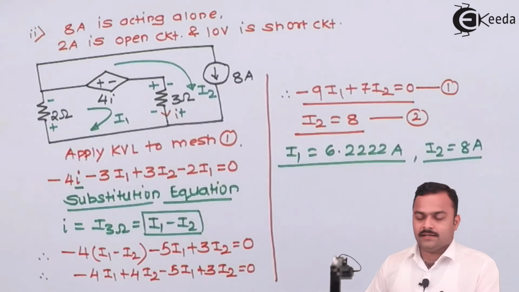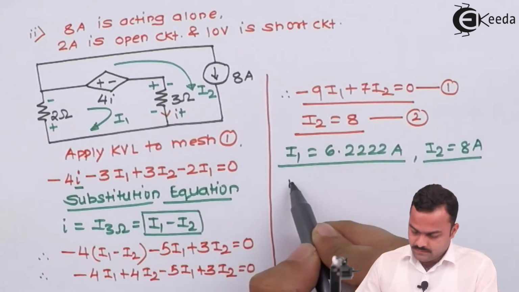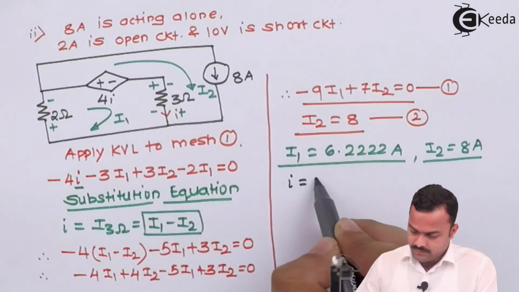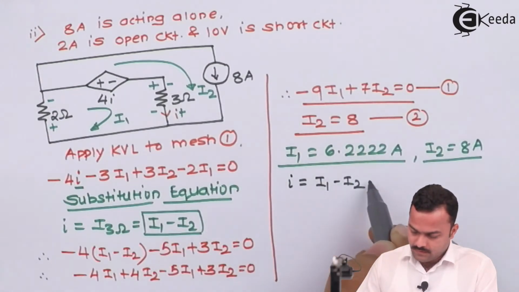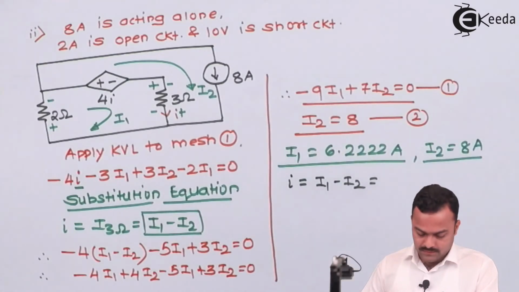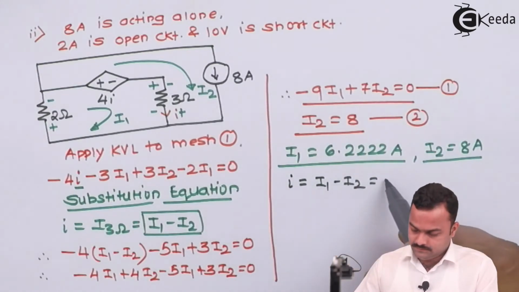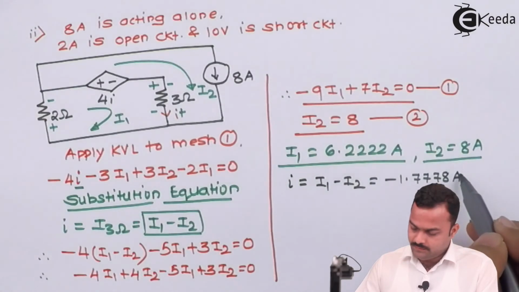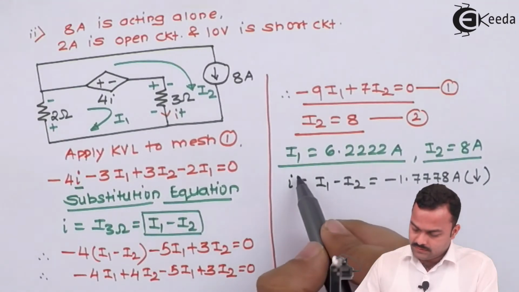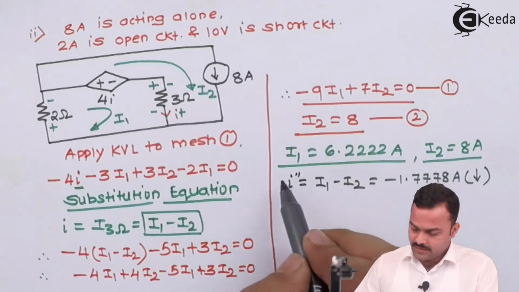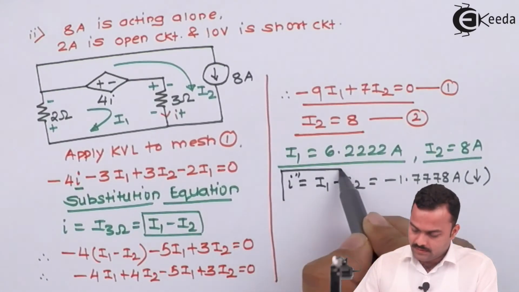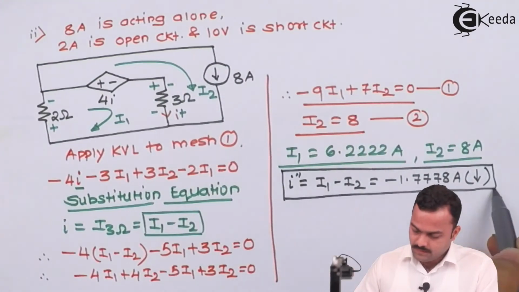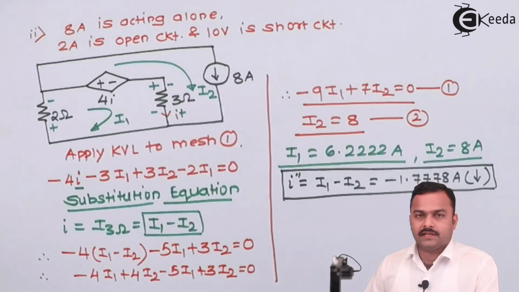What we are supposed to get is the current I. So current I is I1 minus I2. So if I substitute the values of this, I will get I1 minus I2 as minus 1.7778 ampere. We'll keep the direction the same, that is downward, and this is the current because of the second source acting alone, hence I will mark it as I double dash. So analysis for 8 ampere for this circuit is over.